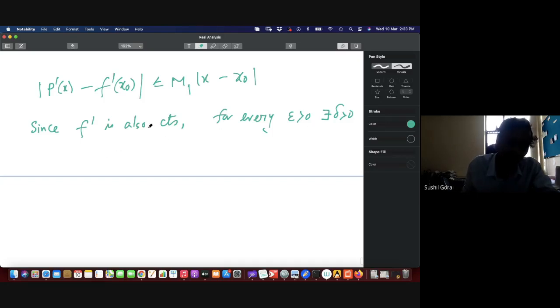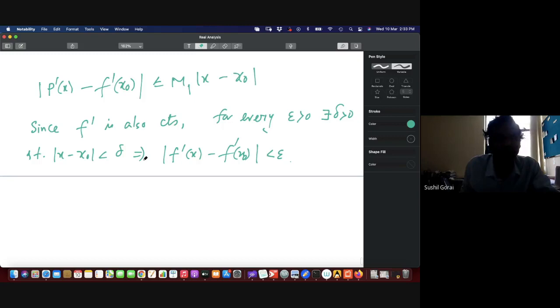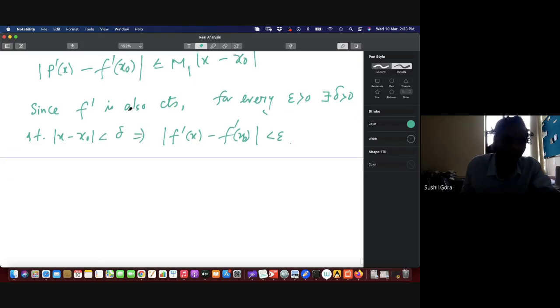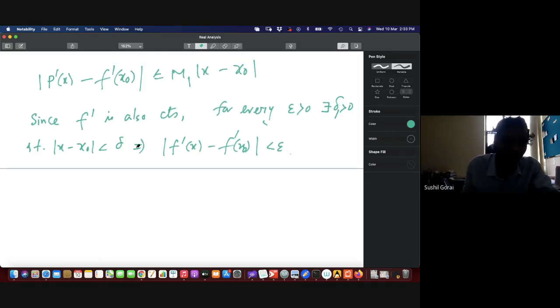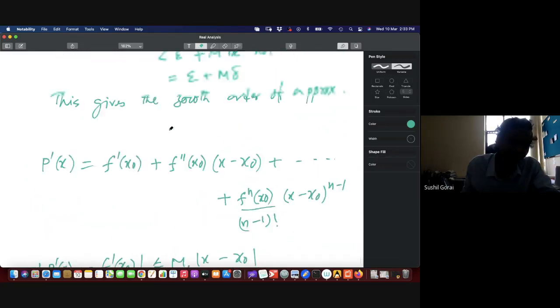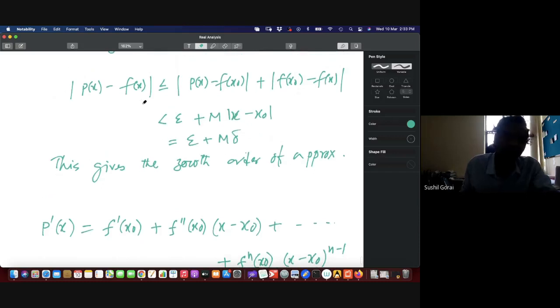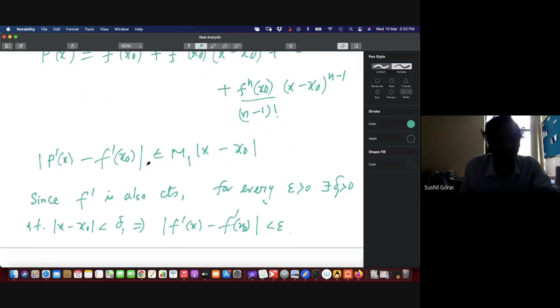So that it will work, both the cases will work. So there exists delta such that mod of x minus x naught less than delta implies mod of f prime x minus f prime x naught less than epsilon, right? Now you put delta 1 here, and consider this same epsilon, so you'll get the approximation 0th order and the first order together, right?